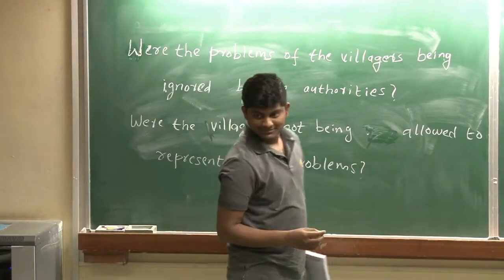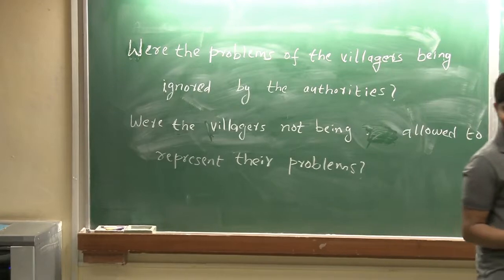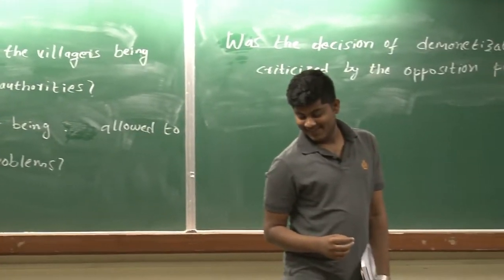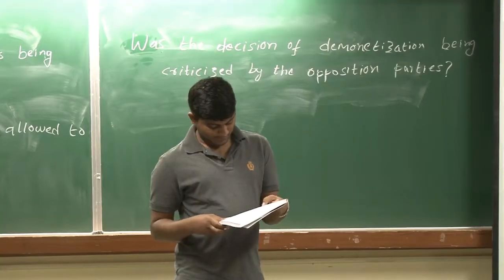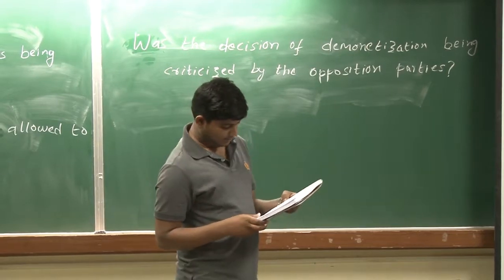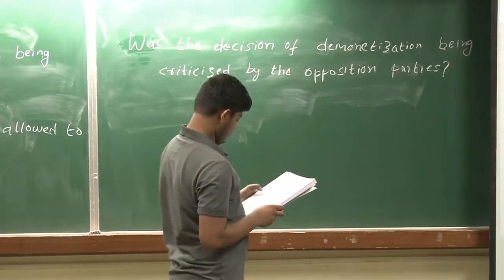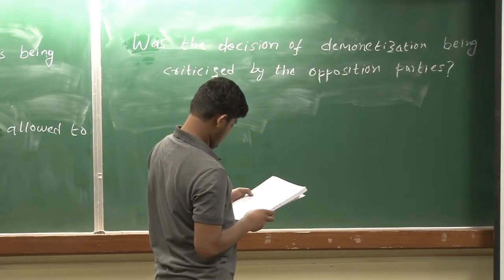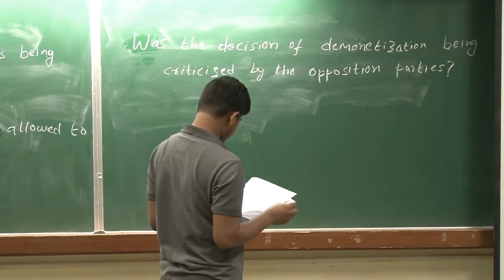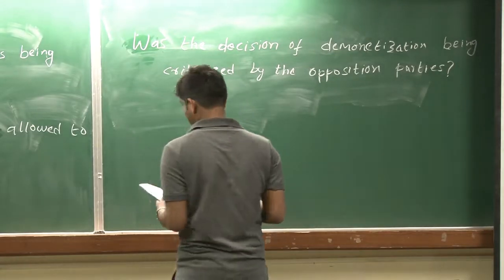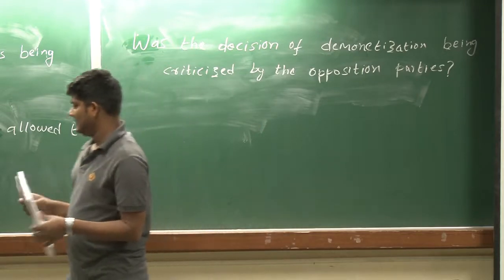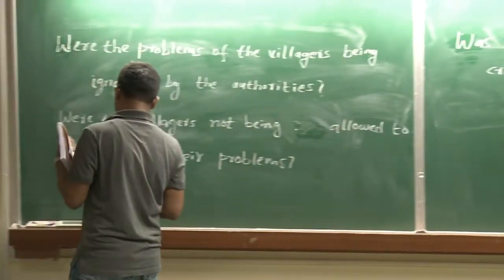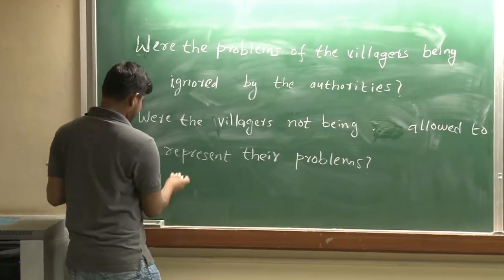We were happy with the decision. We are not that happy with the villagers. Okay, let it be there. Were the villagers not being allowed to represent their problems? Present their problems, represent? Okay, fine. Represent their problems. How do you represent problems? You can represent your village, you can represent your company. Present their problems. Yeah.